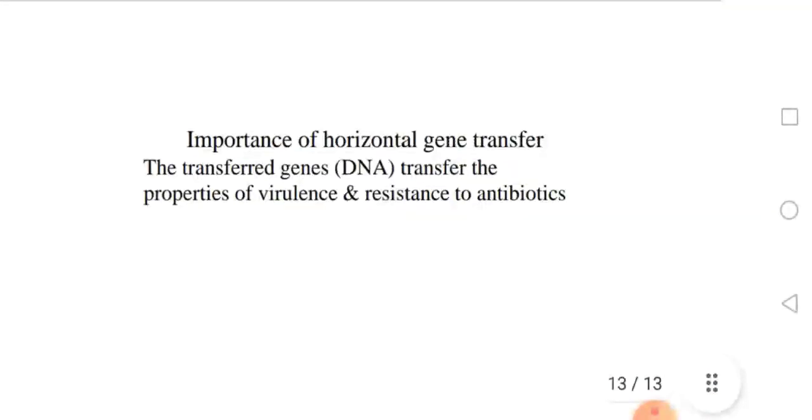So what is the importance of horizontal gene transfer? The transferred genes, the DNA, transfer the properties of virulence, the ability to cause disease, from a pathogenic bacterium to a non-pathogenic bacterium. So the non-pathogenic bacterium, after receiving the gene or the genes, becomes pathogenic. And resistant to antibiotics, the ability to resist antibiotics, this property is also gained by horizontal gene transfer.